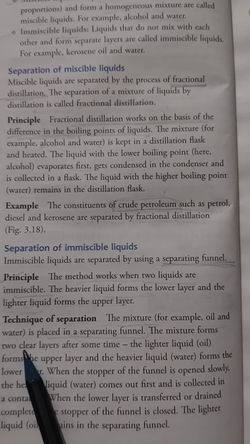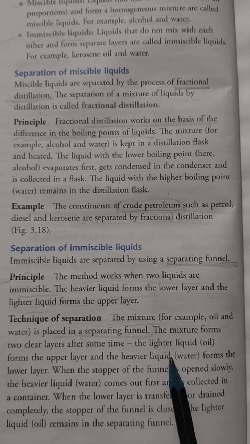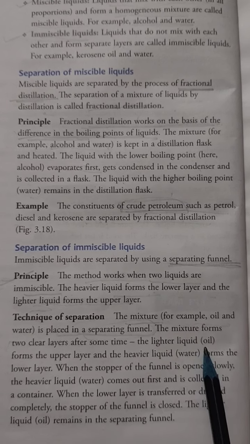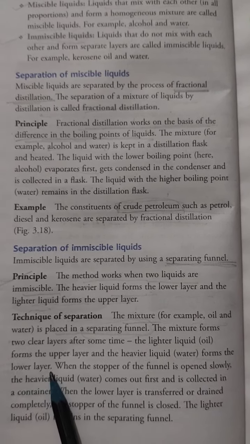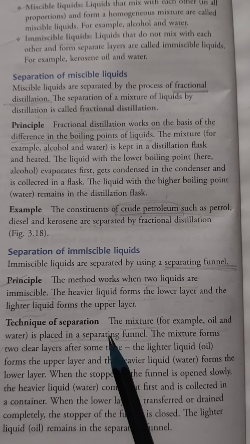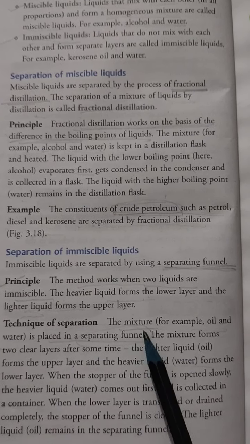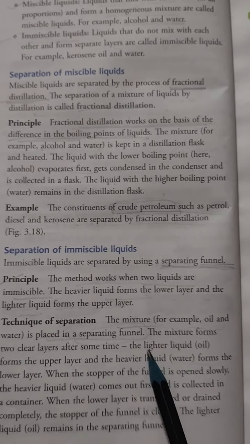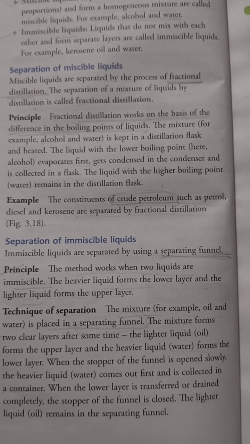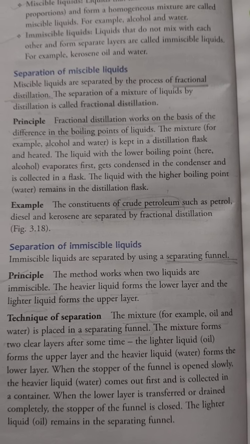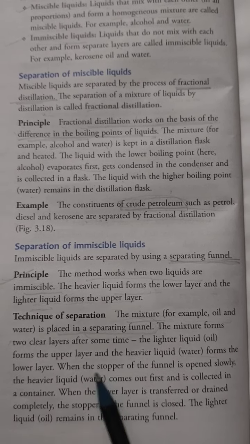The mixture forms two clear layers after some time. The lighter liquid, that is the oil, forms the upper layer and the heavier liquid, that is water, forms the lower layer. Separating funnel में जब हम ऑयल और वाटर का मिक्सचर डालते हैं तो क्या होता है? ऑयल क्योंकि हल्का होता है वेट में, इसलिए वो अपर लेयर फॉर्म कर देता है, और वाटर इज़ द हेवियर वन, सो इट फॉर्म्स द लोअर लेयर इन द सेपरेटिंग funnel.